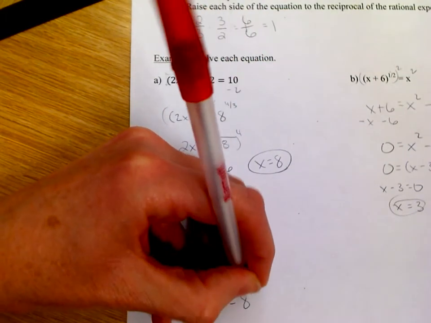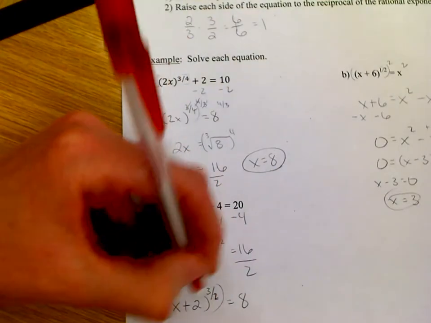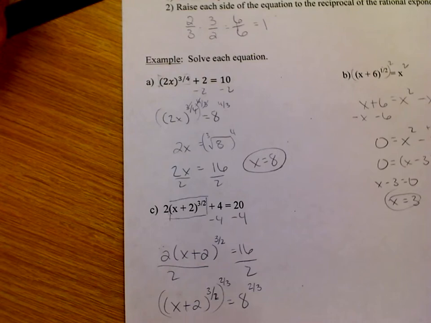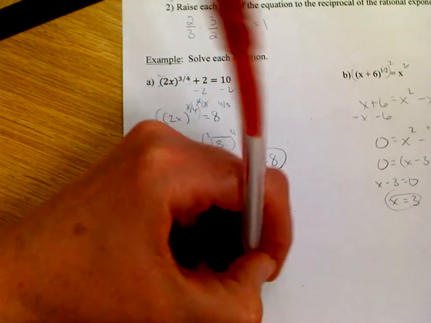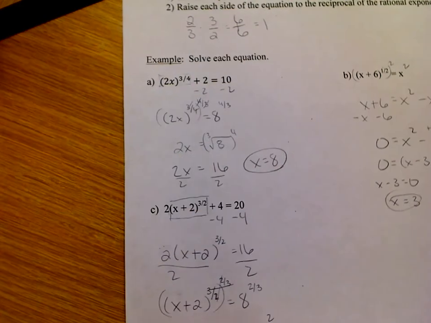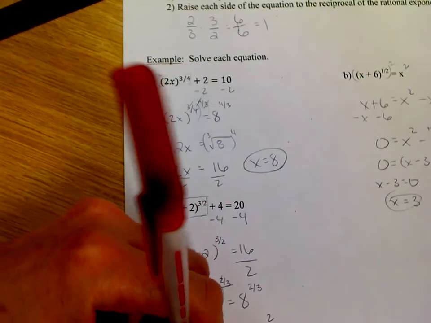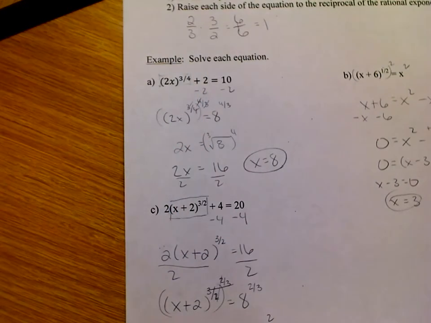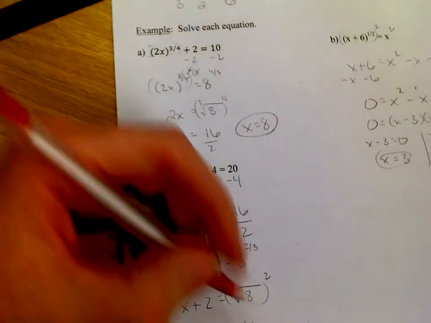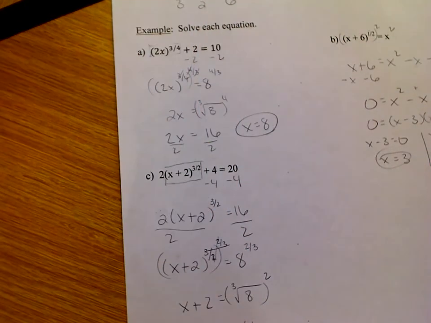Now that I have isolated the power, I am going to raise both sides to the reciprocal power. Thus canceling out my exponents and just leaving me with x plus 2. 8 to the 2/3 is asking me to find the cube root of 8 and raise that to the second power. The cube root of 8 is 2, and 2 squared gives you 4. Again, that's going back to learning target number 1 and number 2. From here, again, I would just continue to solve for x, and I end up with an answer of x equals 2.